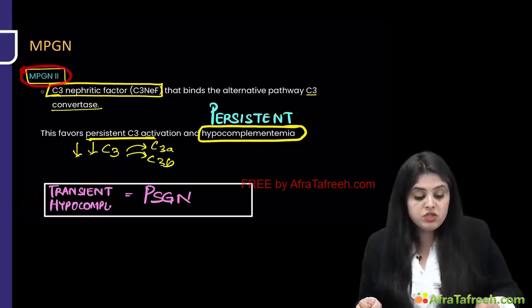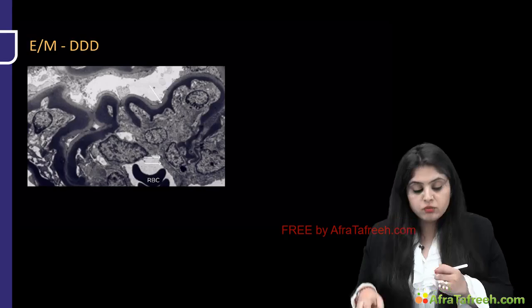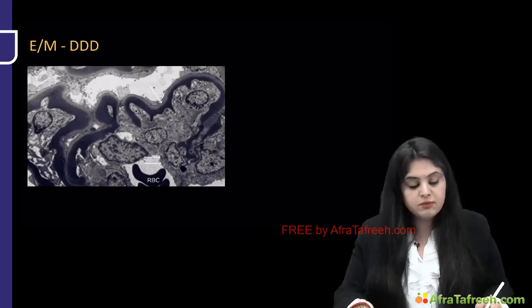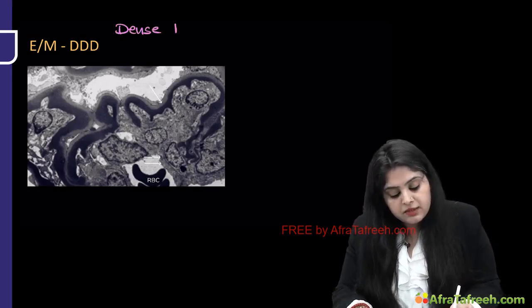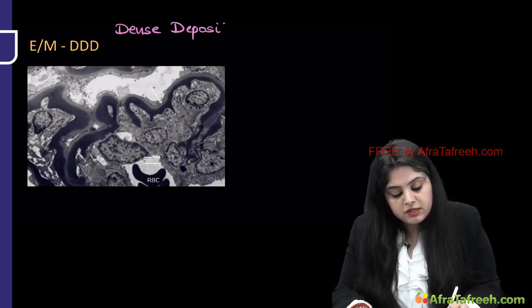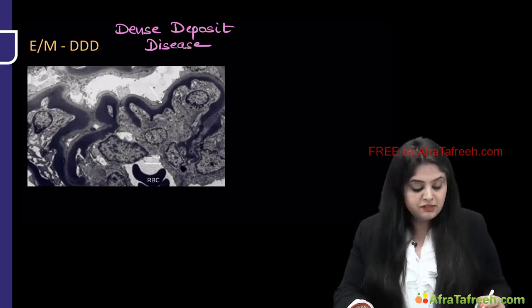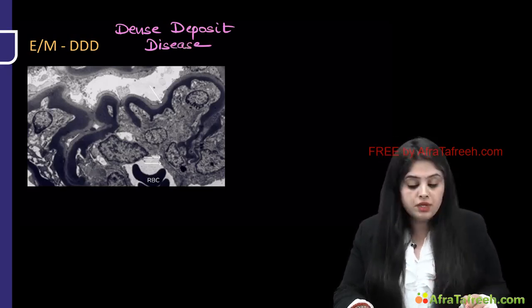And do you know which MPGN? MPGN type 2, because what are you also calling it? MPGN type 2 is known as DDD. What is DDD? It is the dense deposit disease. It is the dense deposit disease, and I think I don't even need to mark out.